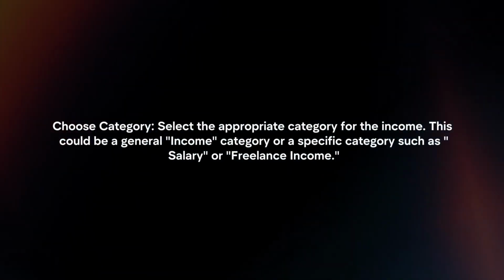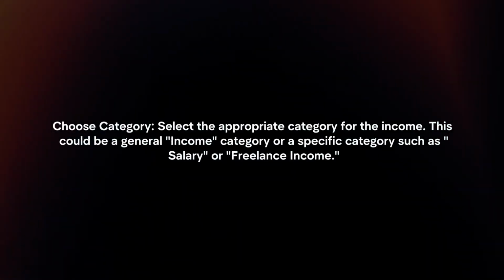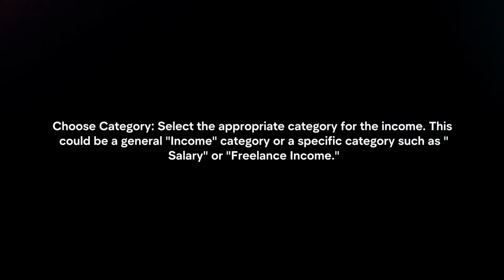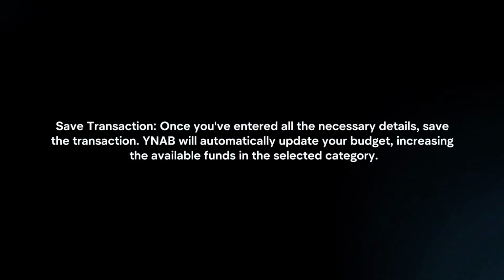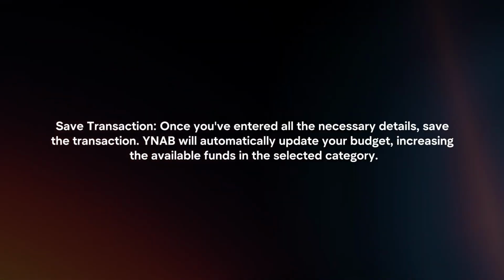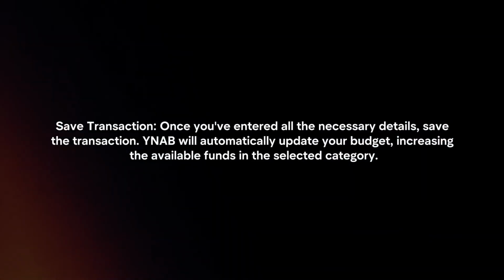Choose category. Select the appropriate category for the income. This could be a general income category or a specific category such as salary or freelance income. Save transaction. Once you've entered all the necessary details, save the transaction. YNAB will automatically update your budget, increasing the available funds in the selected category.